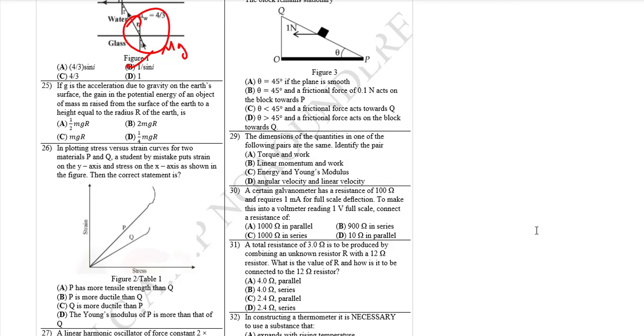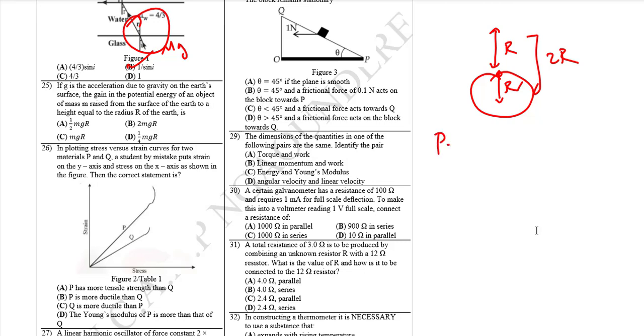Okay, question number 25. If g is the acceleration due to gravity on the Earth's surface, the gain in potential energy of an object of mass m released from the surface of the Earth to a height equal to the radius r of the Earth is A, this, B, this, C, that, D, that. So we have the Earth. Now the object is somewhere here and it is raised again to another height, let's say r, and the distance from here to here again is r, so the total height will be 2r. So we are going to calculate the variation in the potential energy.